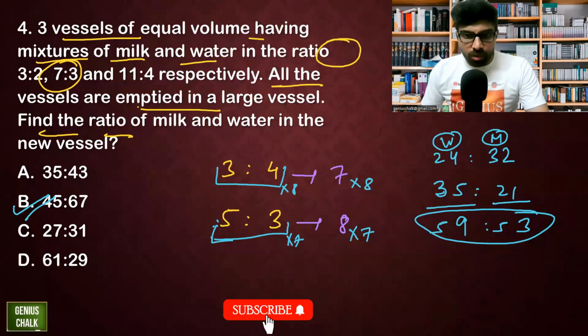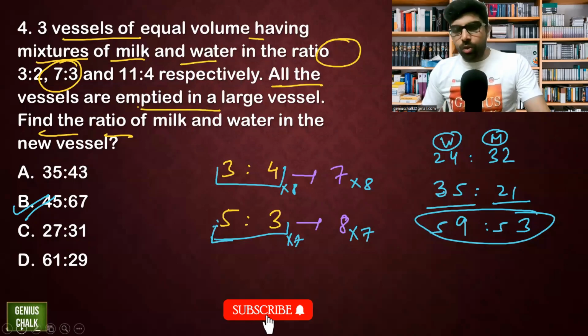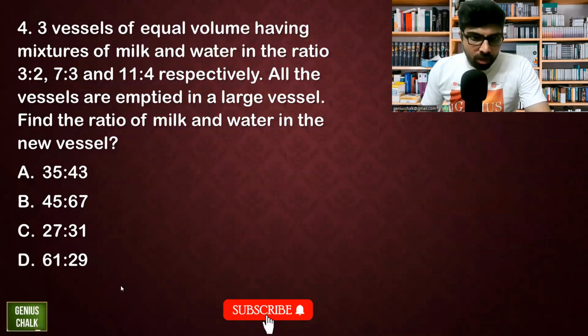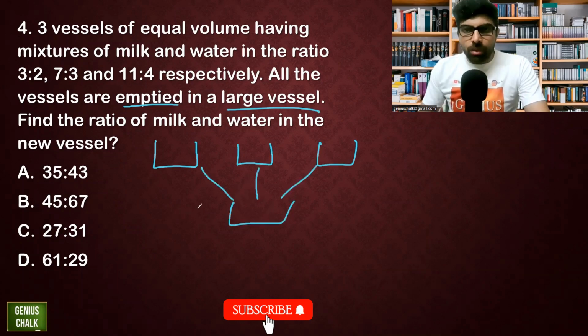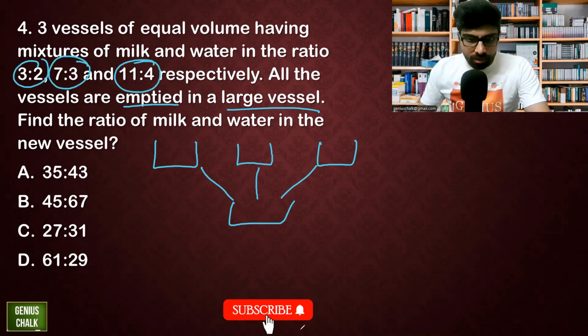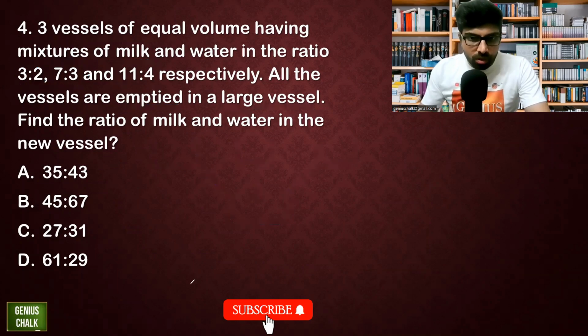All right, let's do the next. Now we have solved 2 vessels questions. Now we'll be having 3 vessels, 1, 2 and 3, and now they are emptied into a large vessel. So now all of them will be mixed. The procedure is same, but because we have 3 vessels, we have to do it carefully. So let's start. What is the ratio? First it is 3:2. Second, 7:3. Third, 11:4. So what is the new ratio?